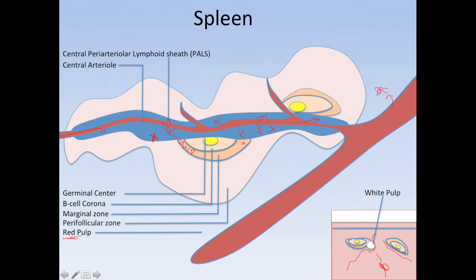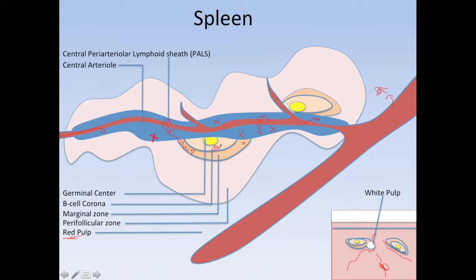Okay, and then once those are activated to become effector T cells, the antigens can also interact with the B cells that are in this region right here. This region is called not the marginal zone, the B cell corona. You see here I labeled this B cell corona. This is where all the B cells are.